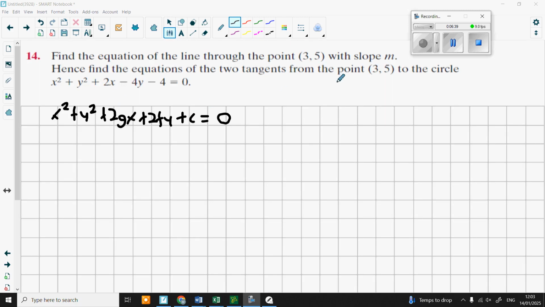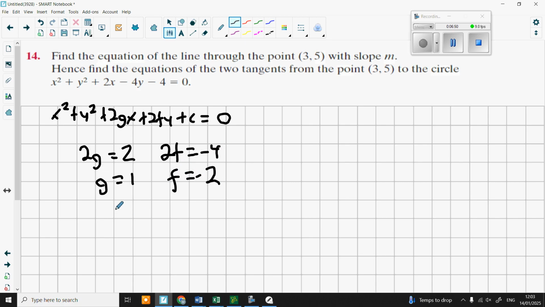So we're finding the center of the circle in the usual format. We get 2g equals 2, g equals 1, 2f equals minus 4, f equals minus 2. Minus g, minus f is the center of the circle, so that means minus 1, 2. Everybody cool with minus 1, 2? Okay. What's our c value? C value, anybody? C value is minus 4.